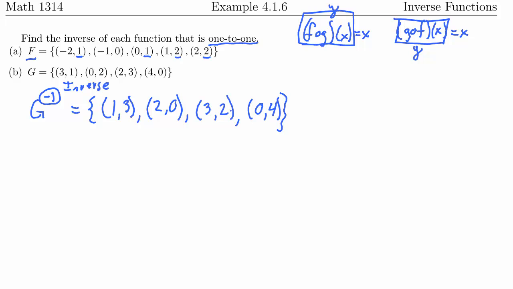Notice that this is actually a function. All of the x values do not repeat themselves. That's why g had to be one-to-one to begin with in order for it to have an inverse function.